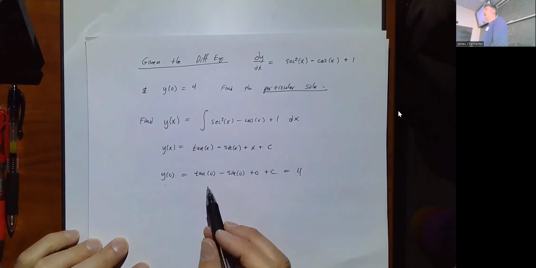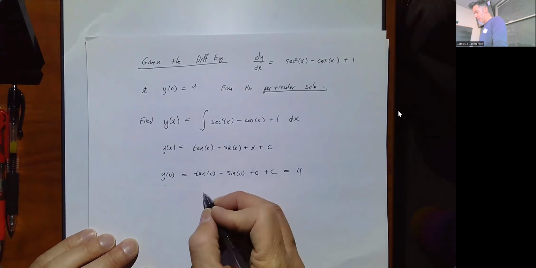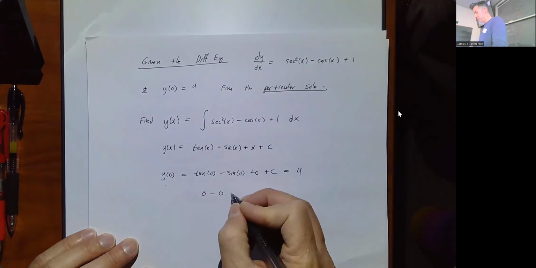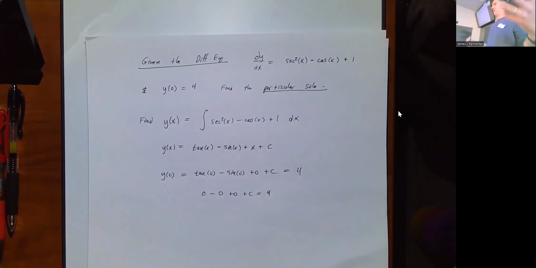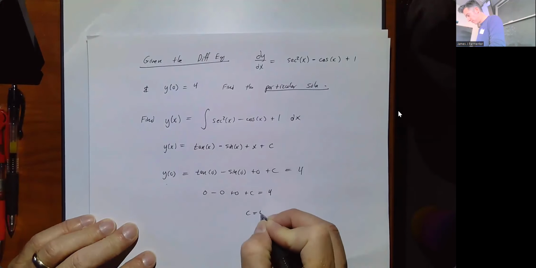And then, unexcitingly, tangent of 0 is 0, and sine of 0 is 0, so you just end up getting c. Usually it's a little bit more interesting than that. Like usually you have to actually do some adding or subtracting to find c. But here we get c equal to 4.